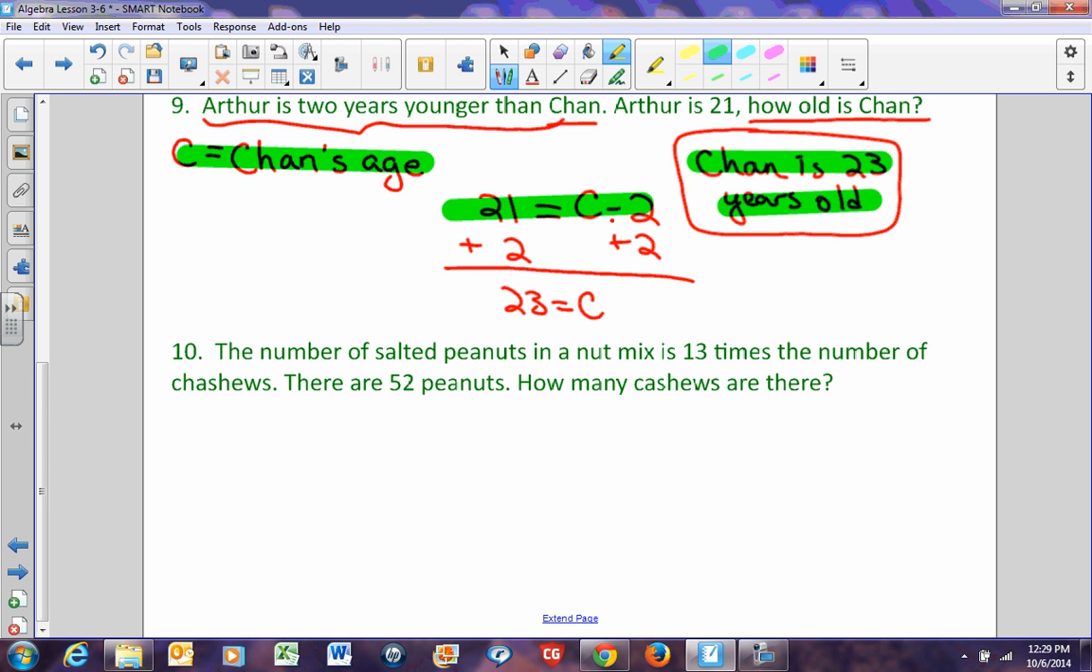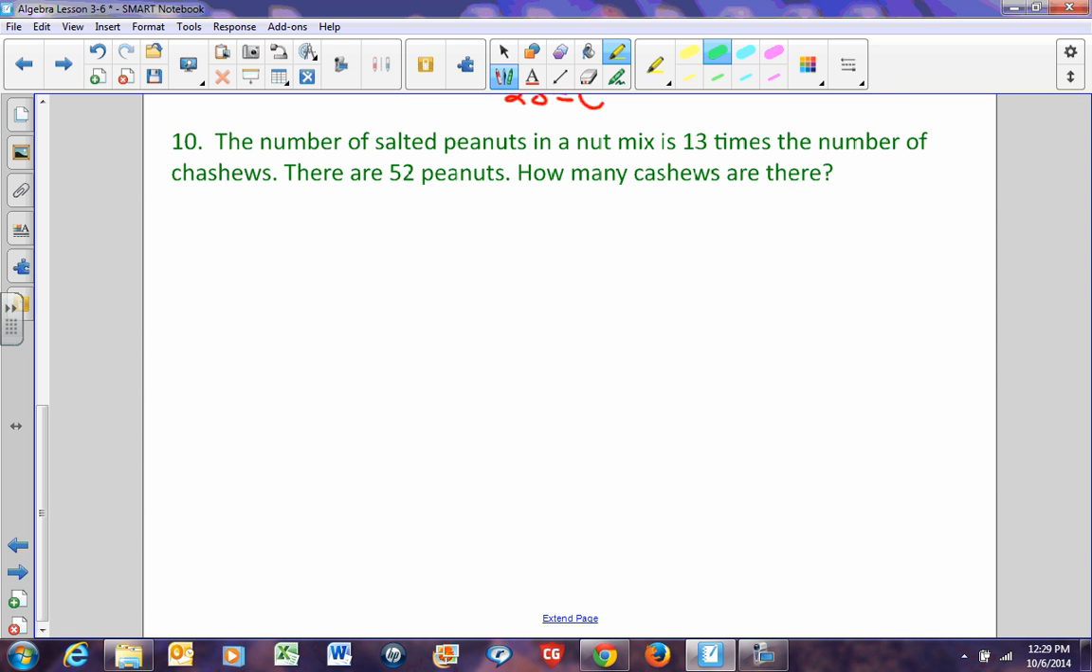All right, let's take a look at this next problem. The number of salted peanuts in a nut mix is 13 times the number of cashews. Wow, I spelled cashews wrong. Ignore the H. There are 52 peanuts. How many cashews are there? Okay, notice it's asking us how many cashews. And the number of peanuts is being compared to the number of cashews.